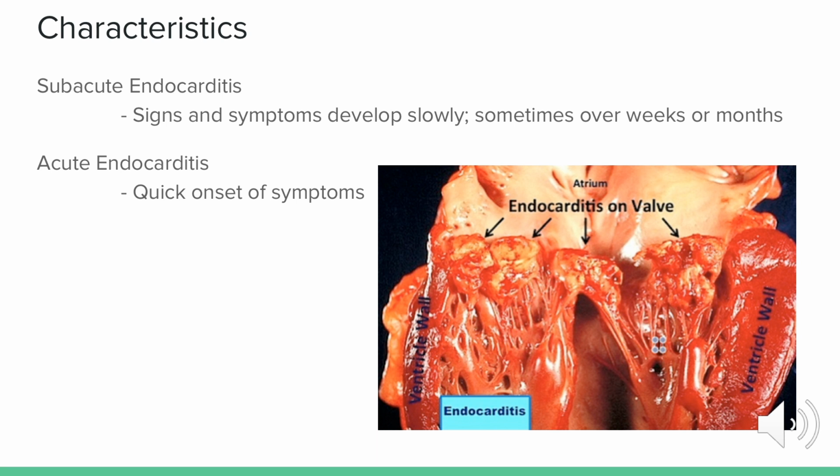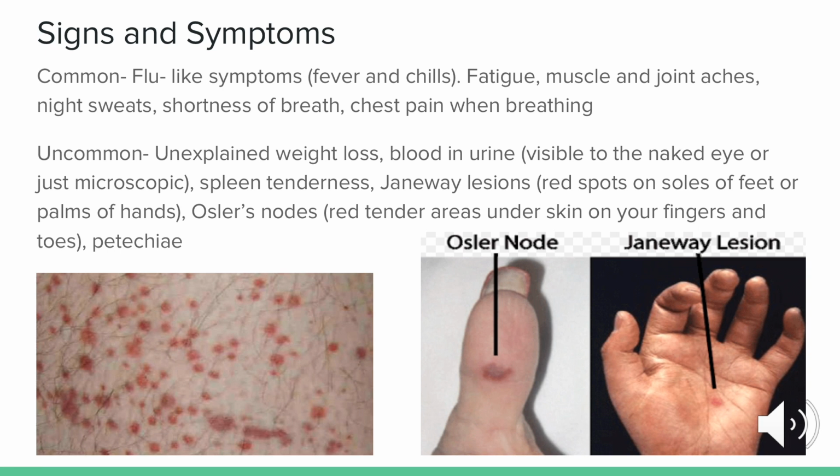Characteristics. You've got subacute bacterial endocarditis, where signs and symptoms develop slowly, sometimes over weeks or months, and acute endocarditis with a quick onset of symptoms. Signs and symptoms. You can have common flu-like symptoms, fatigue, muscle and joint aches, night sweats, shortness of breath, and chest pain when breathing. Uncommon symptoms would be unexplained weight loss, blood in the urine, spleen tenderness, Janeway lesions, Osler's nodes, and petechiae.